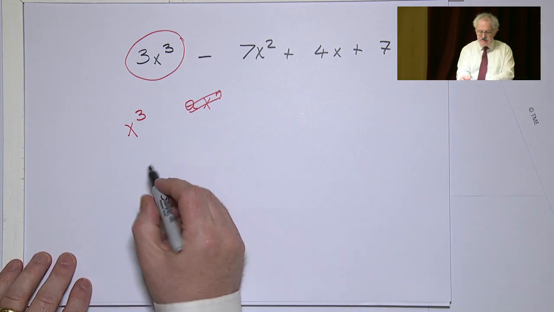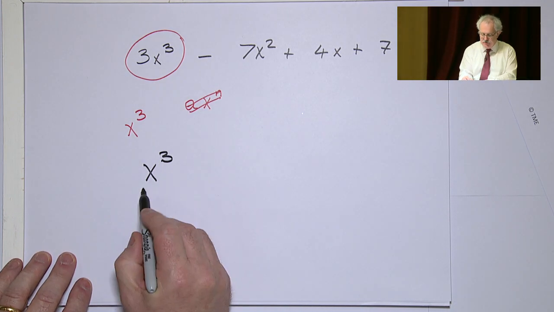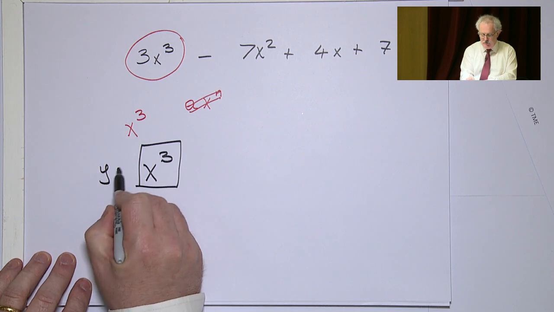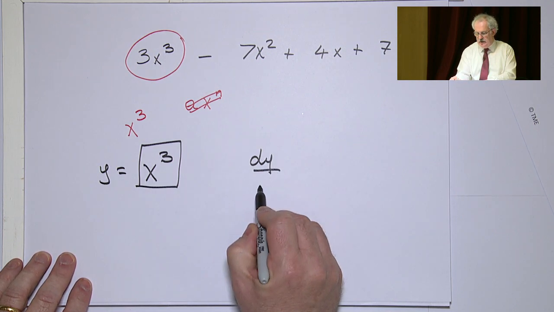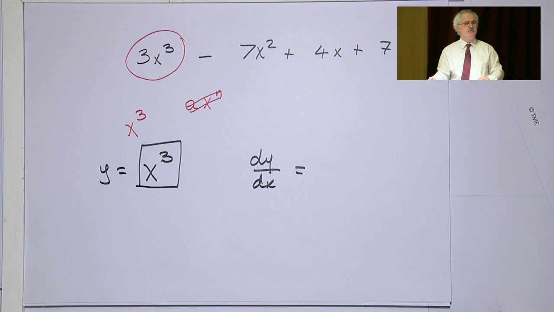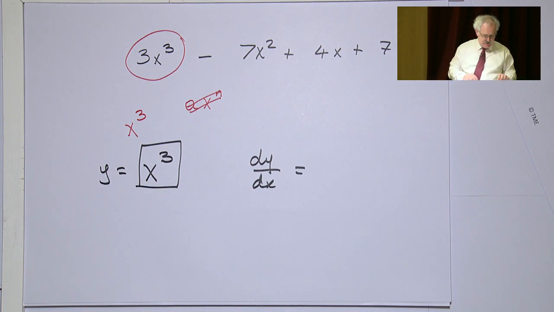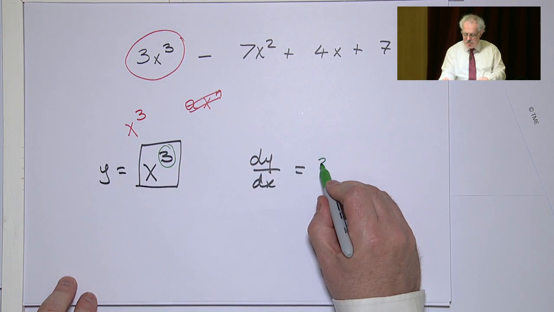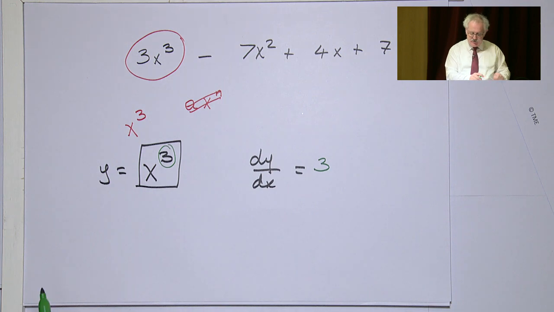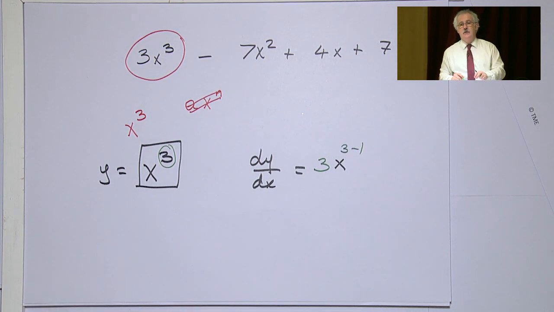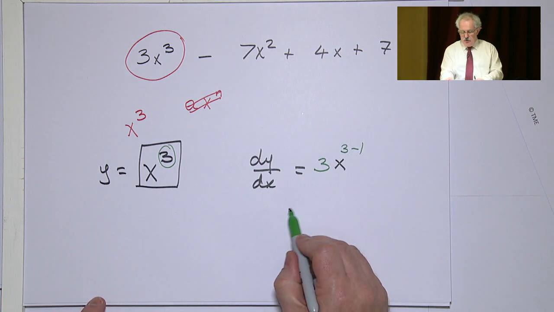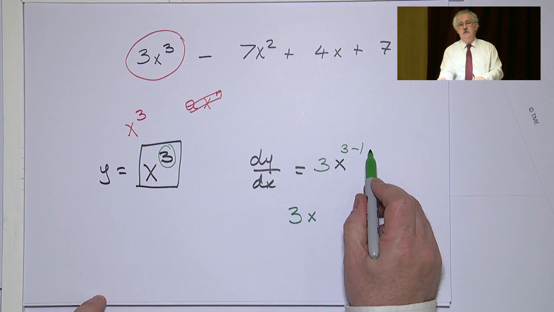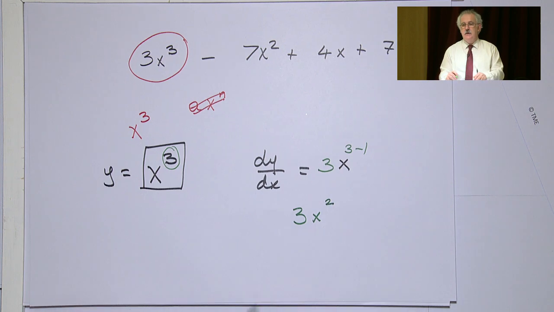So, if that's the case, what would happen to x cubed? If y were equal to x cubed, what would dy dx be? We would take down the 3 as the number, we would leave the x as it was, and we would say 3 minus 1. So we get 3x, and 3 minus 1 is 2, and that's 3x squared.